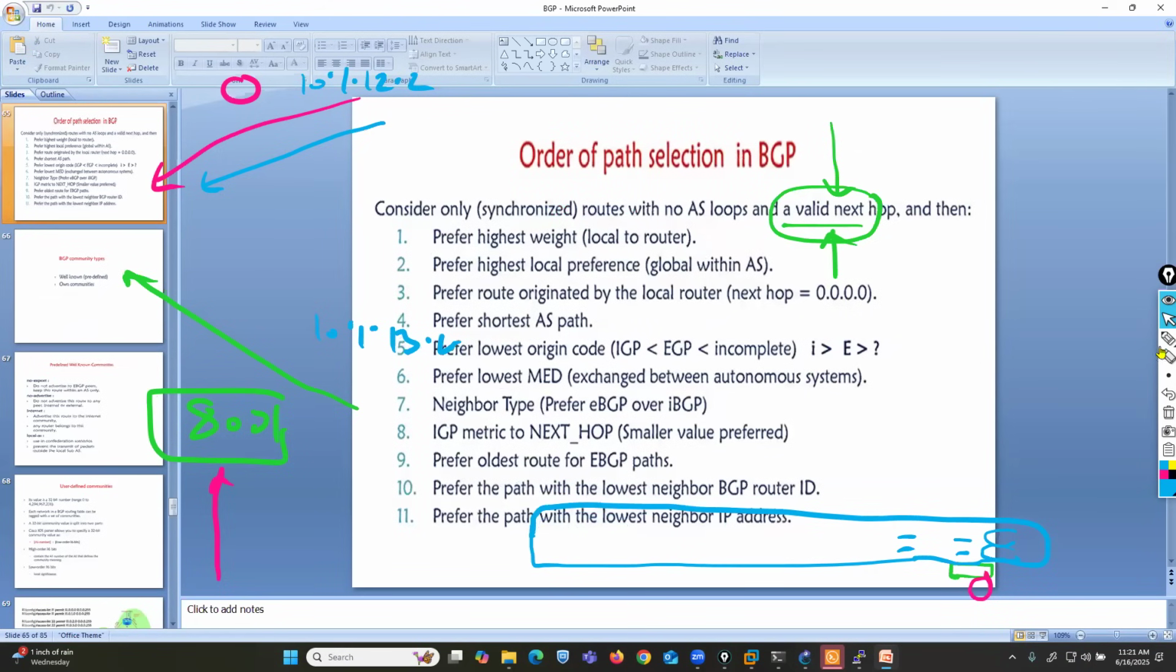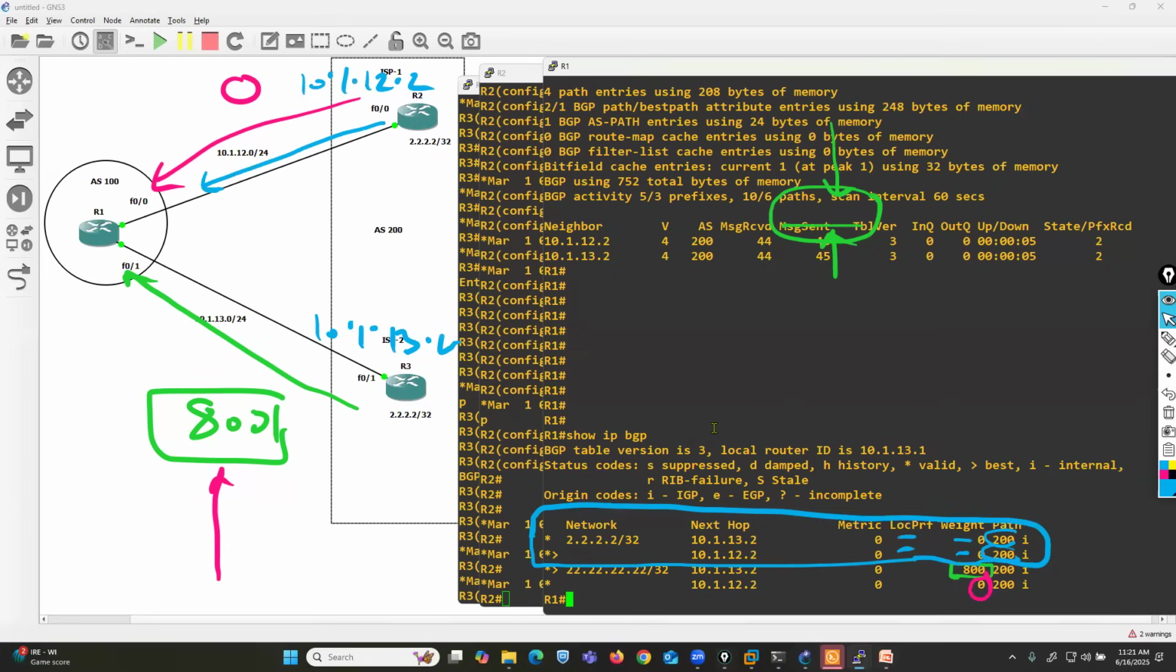Let me show you. Remember this line? You can see. I hope this weight attribute is clear for you. Yes, it's very clear. I hope BGP is an interesting topic for you. Very interesting.